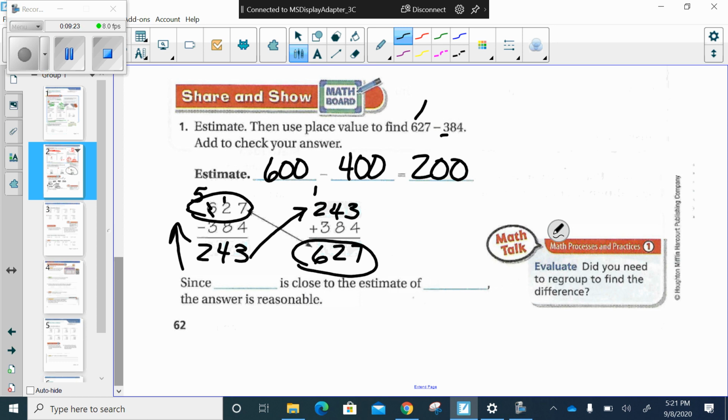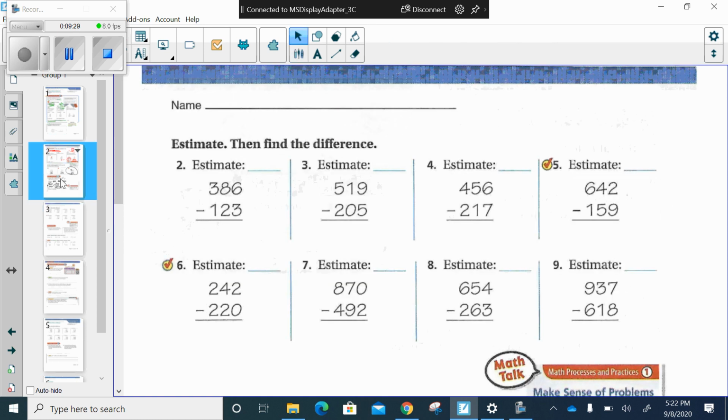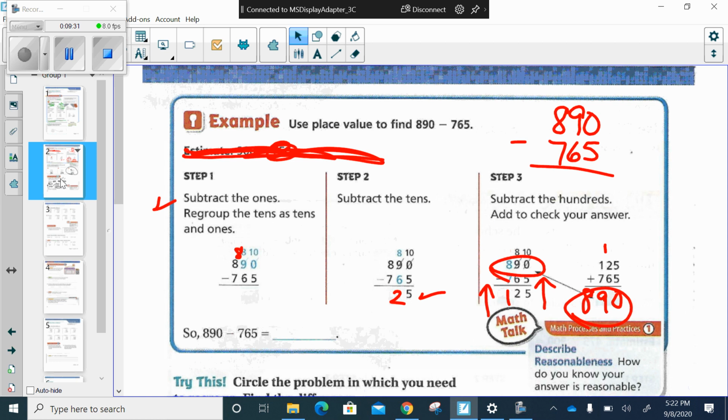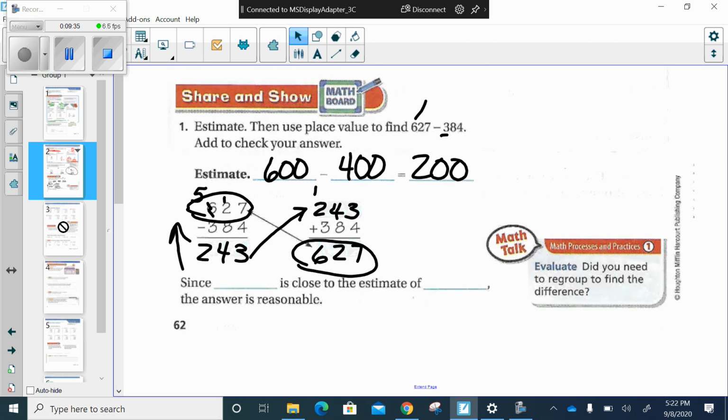Okay, let's go to the next page. Did I get all that done? Let me try. Let me see. Okay, we did. Okay, let's go to the next page.